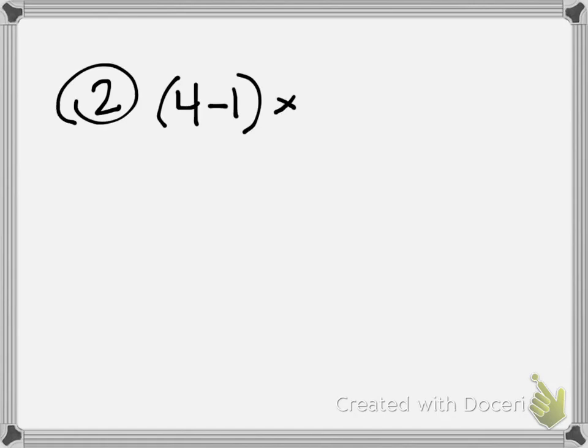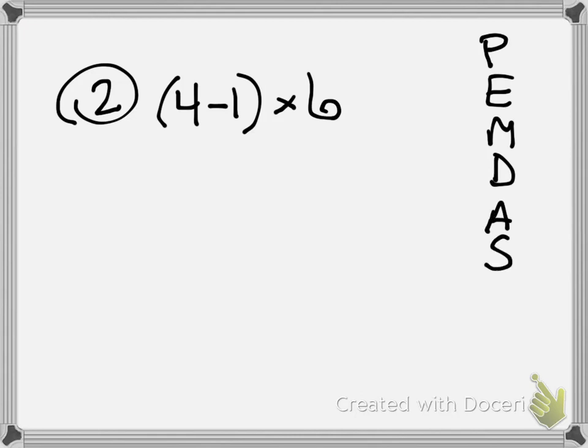So let's look at number 2. 4 minus 1, in parentheses, times 6. The first thing you do is your parentheses. Although inside the parentheses is a subtraction, and we typically will do that after the multiplication and division, because it's in parentheses, that says, hey, do this first. So 4 minus 1 is 3. And once there's no operations left inside the parentheses anymore, they go away. 3 times 6 is 18. So the correct answer is B.